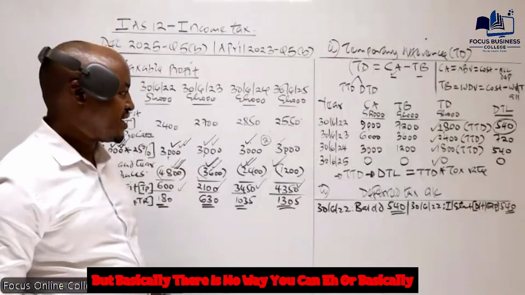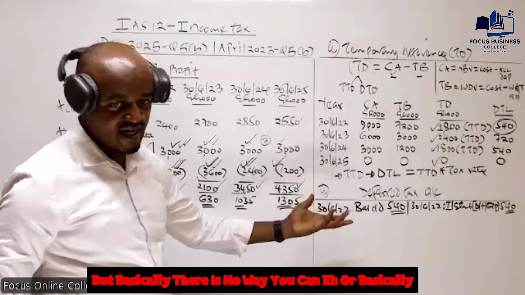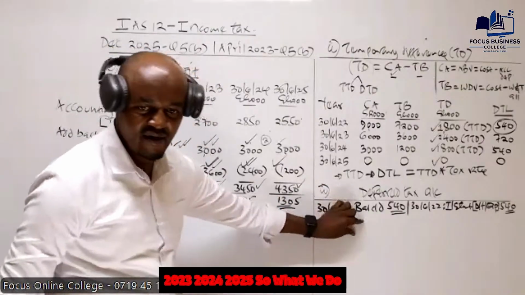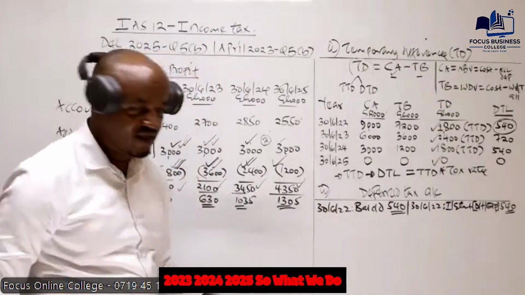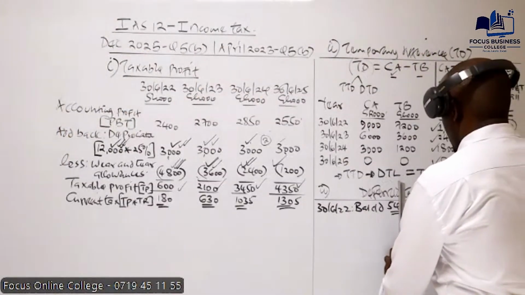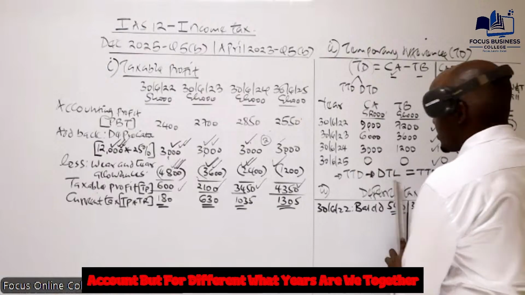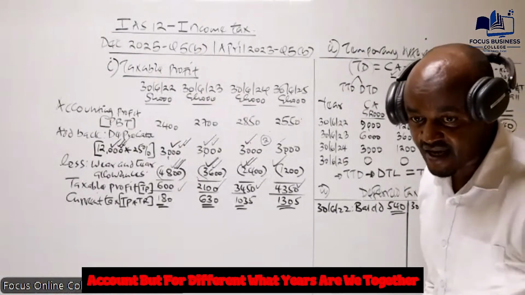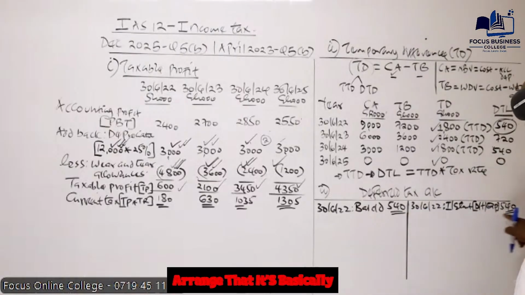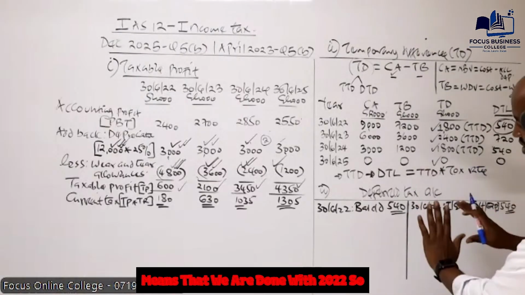Basically there is no need of preparing a deferred tax account for 2022, 2023, 2024, 2025 separately. So what we do, we just prepare this as a single account, but for different years. Are we together? The single account, but for different years. That's why you have to double underline that. It basically means that we are done with 2022.